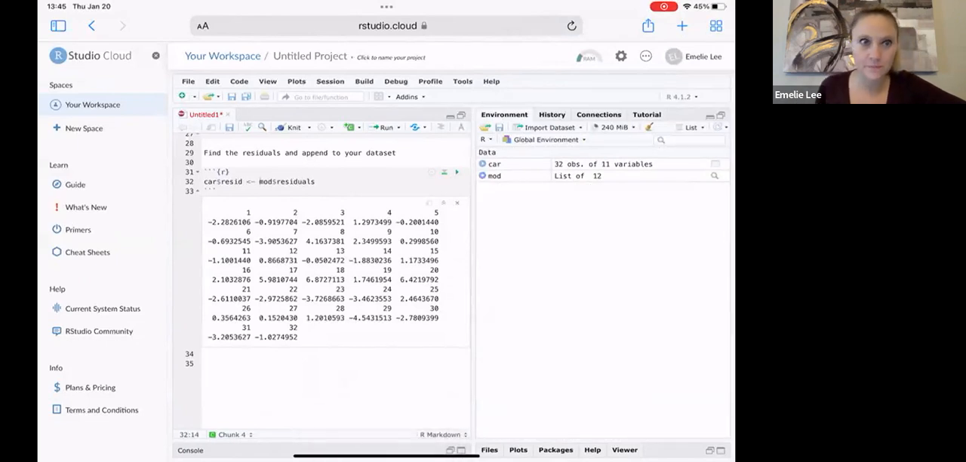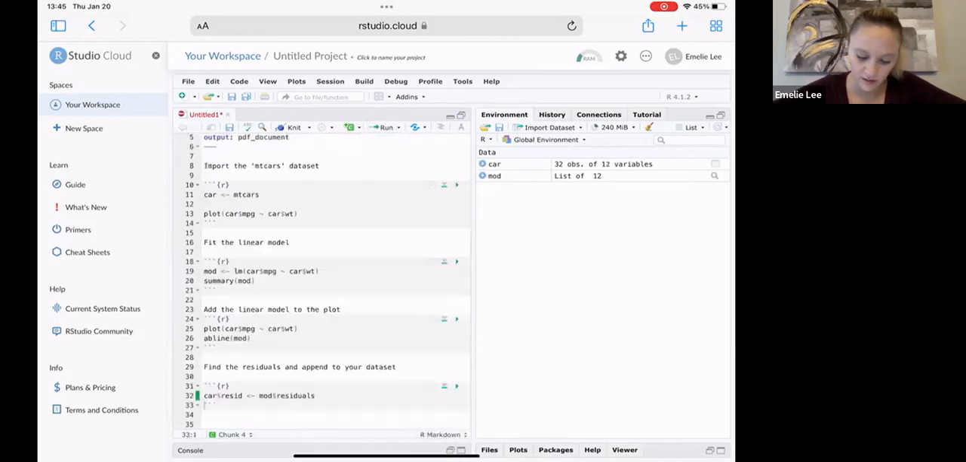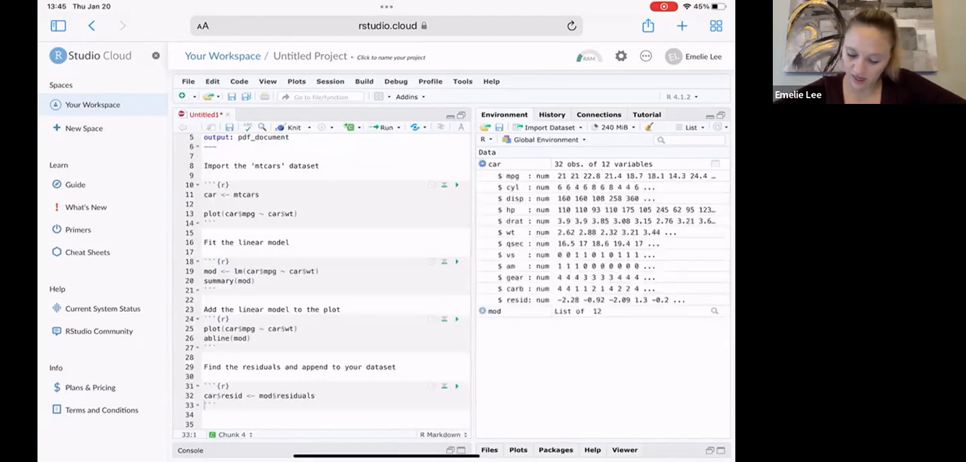Okay, so now the car data should go from 11 variables to 12 variables once I run this. So if I run this, now I have 12 variables, and at the end I have the $resid, and that's how I'm going to be able to access and plot my residuals against other values in the original data set.